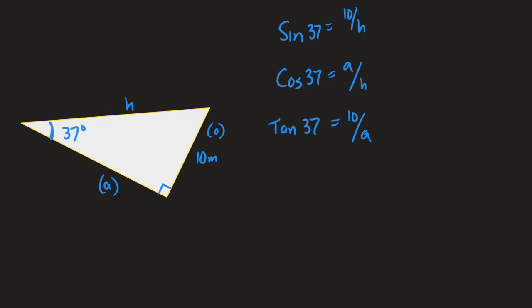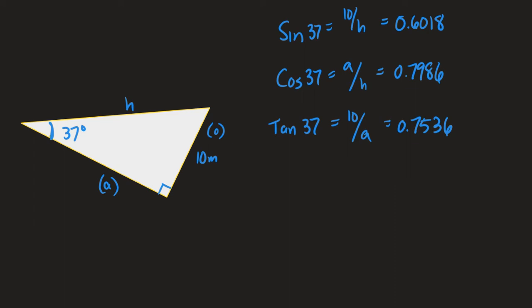Step 2, calculate all 3 ratios from the given angle. So my angle is 37 degrees. So sine of 37 is 0.6018. Cosine of 37, 0.7986. And tangent of 37 is 0.7536. So again, step 2, compute all 3 ratios. I computed all 3 ratios.